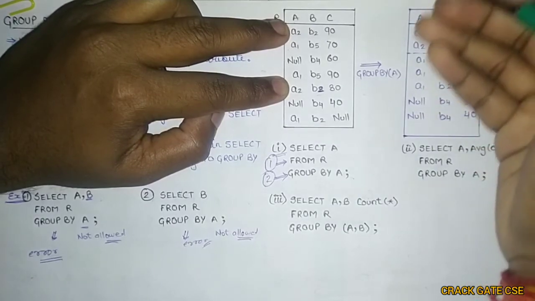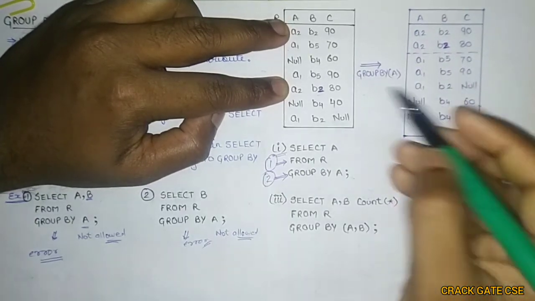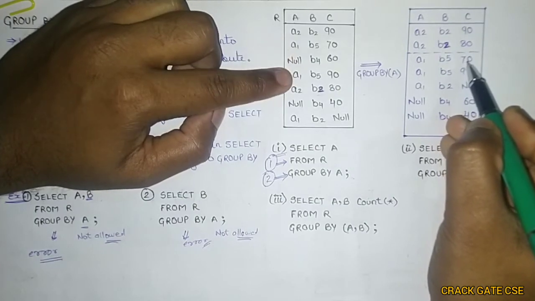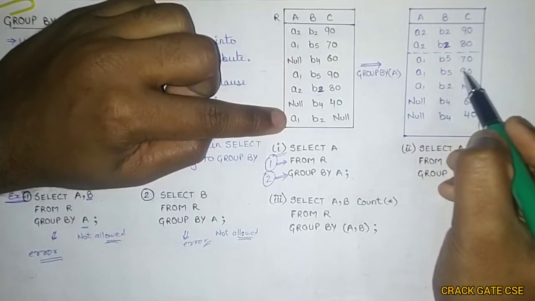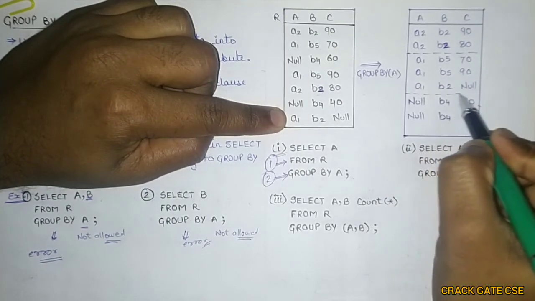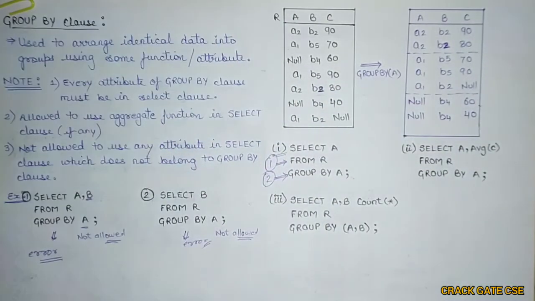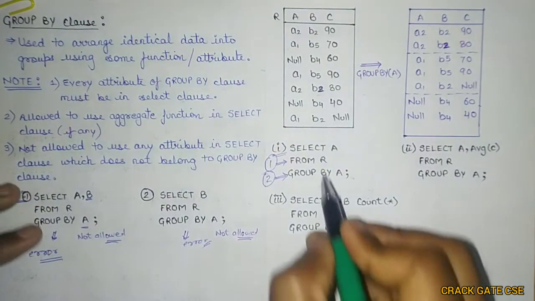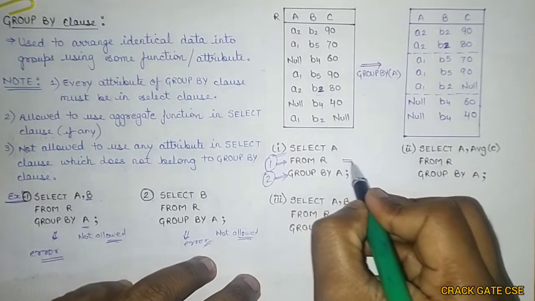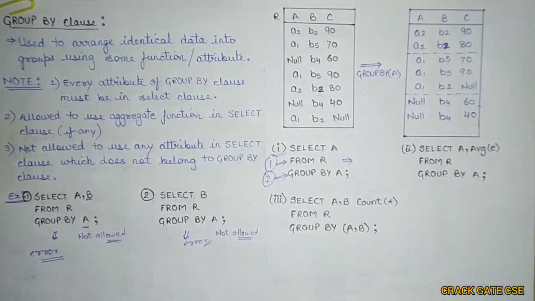The A2 group is the same kind of data grouped into one specific group. Next is A1, B5, 70, which I wrote here. Is there any other A1? Yes, I wrote the respective row. Is there any other A1? Yes, I wrote the respective row. Is there any other A1? No. So we have grouped the A1 values into a group. Next, null. Similarly, we have grouped the null values into a group. So grouping is done. Now we have to select the A attribute from this grouped result. We have three groups, and what is the value of A?